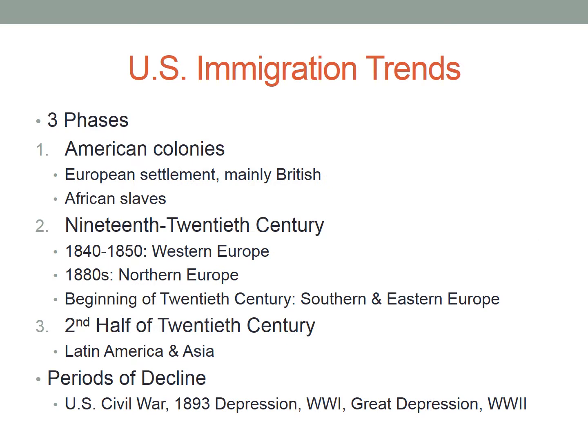Now, as far as U.S. immigration is concerned, there's 3 major phases that we need to be familiar with. First phase was during the time of the American colonies, and this was largely based on European settlement, which was mainly British, but to be clear, there's also some French and Spanish colonization of the areas that were controlled by the United States at that time, as well as we have to mention the African slaves who were brought over as part of a forced migration from Africa to not only to the American South, but also to the Caribbean and to South America as well. But in this case, we're just looking at the United States.